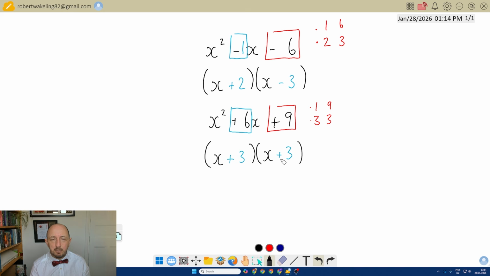So you may be asked to simplify this to x plus 3 squared, because it's been multiplied by itself. So it's x plus 3 in brackets times by itself, squared.